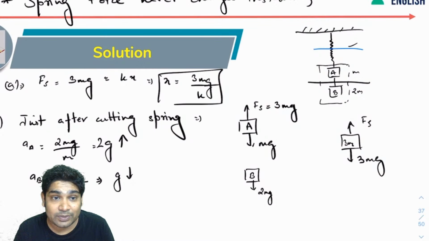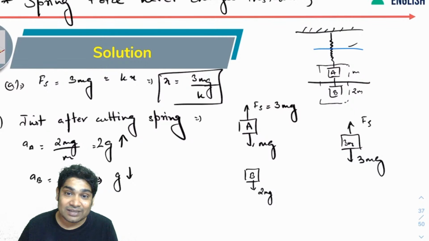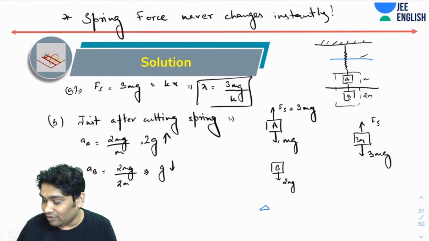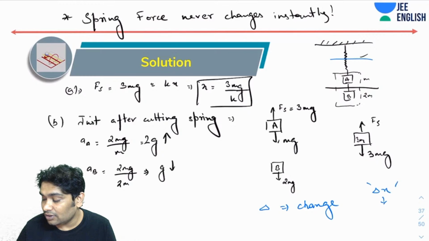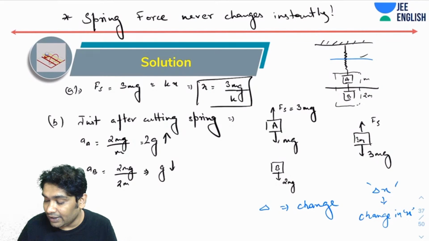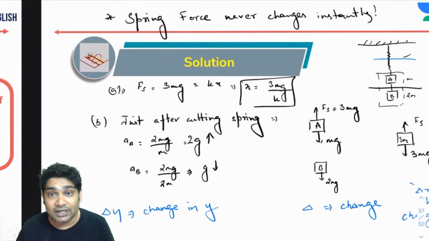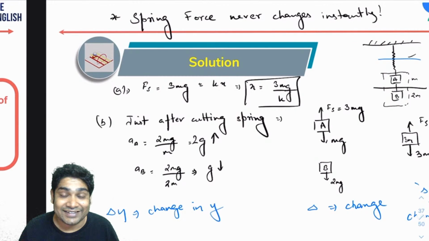Yes, Phoenixian. Ask away, please. Delta means change. Delta is something that we use for change. So this is the symbol for delta. It implies change. So delta x means change in x. Similarly, delta y would mean change in y and so on. Delta v would mean change in velocity. Delta a would mean change in acceleration and so on.